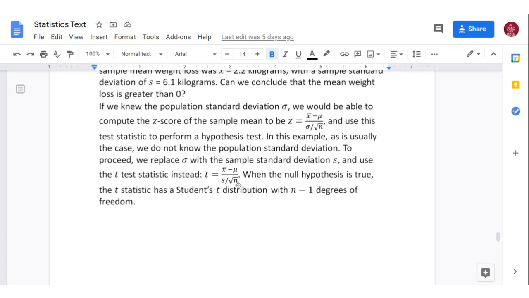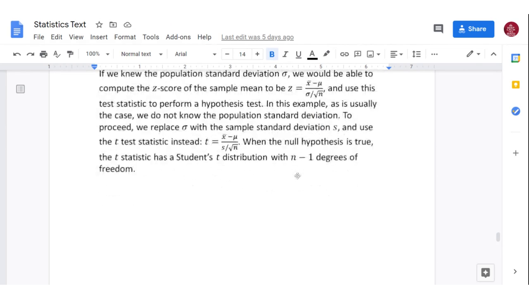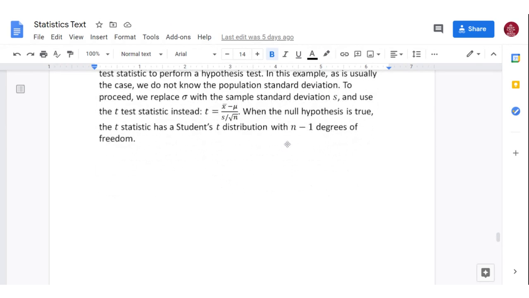All right, so if we knew the sigma, then we could just calculate the test value, like the Z, and then use the test statistic from the Z to perform the hypothesis test. But we don't usually know that, so we have to replace sigma with the sample standard deviation S, and then go to the T table instead. And then the T table means you have to look up n minus 1, in other words, the sample size minus 1. But the calculation is essentially the same.